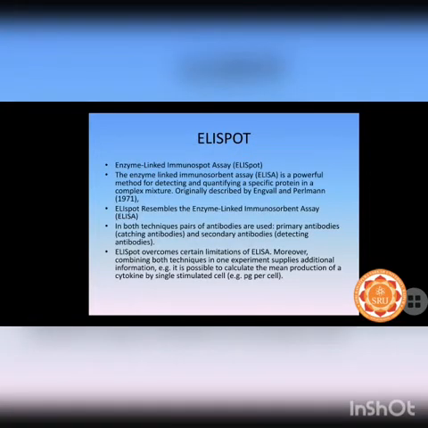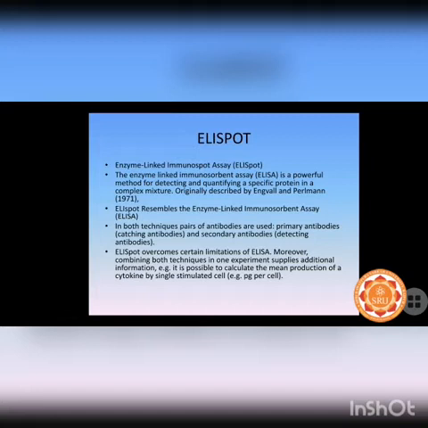ELISpot stands for Enzyme-Linked Immunospot Assay and ELISA stands for Enzyme-Linked Immunosorbent Assay. This particular method was originally described by Engvall and Perlmann in 1971. This method enabled the analysis of protein samples immobilized in microplates using specific kinds of antibodies.